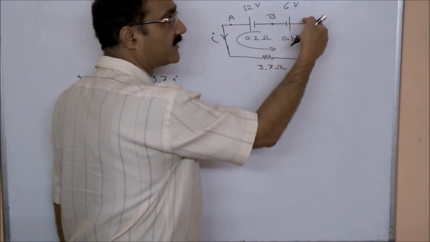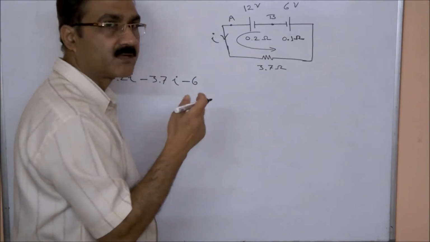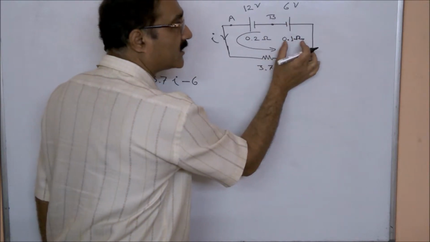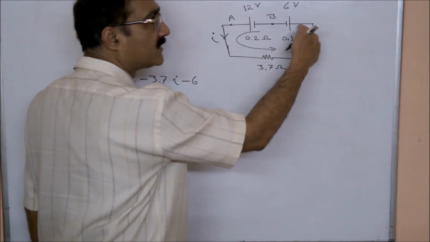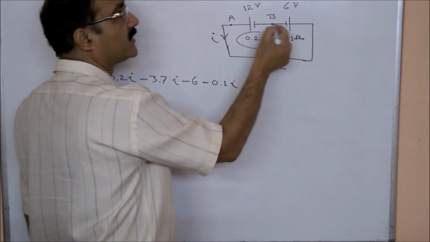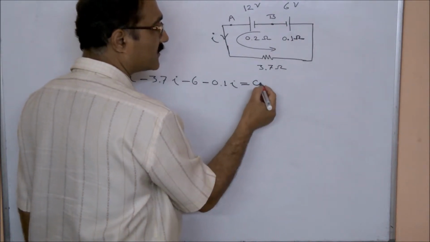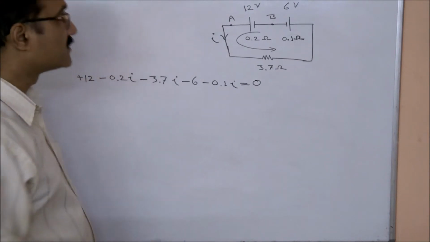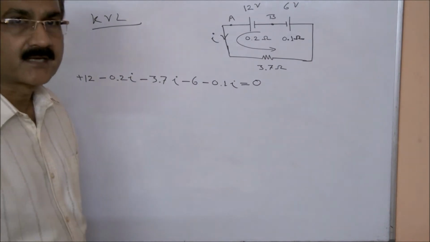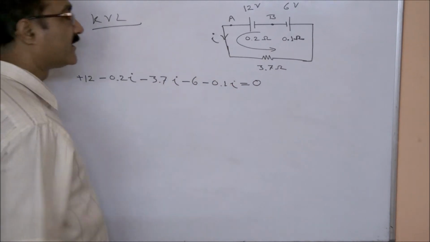In this cell, I am entering from the positive terminal, so its EMF will be minus 6. Remember the convention? Okay, then there will be potential drop in the internal resistance. I am still moving in the direction of the current, so minus 0.1 into I. I reach the starting point B, so that means the loop is complete, so this is equal to 0. This is Kirchhoff's loop law or voltage law, the second law. Clear?